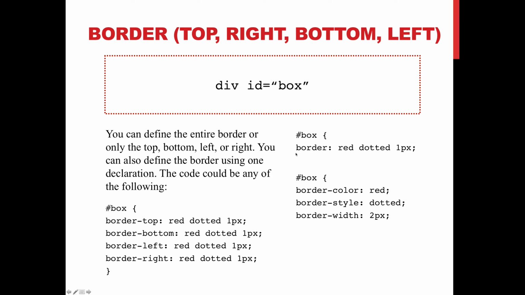Basically, what you're doing when you say this, the red dotted 1px, is you're saying here's the color, here's the style, and here's the width. Okay. Here you've just listed it out individually. It's kind of the same idea.